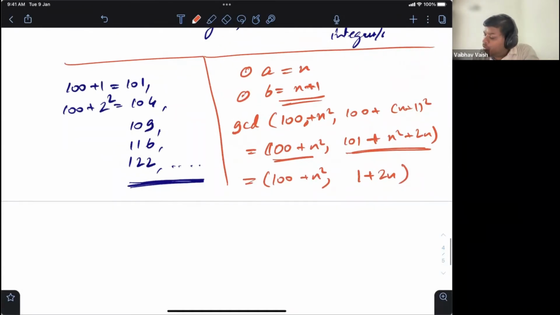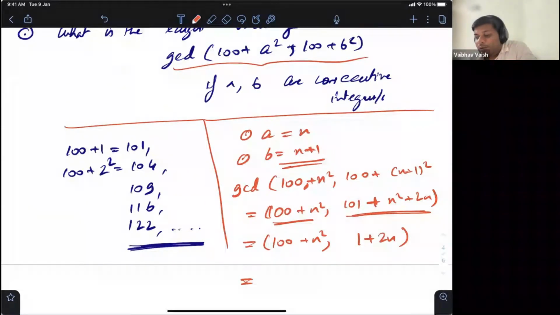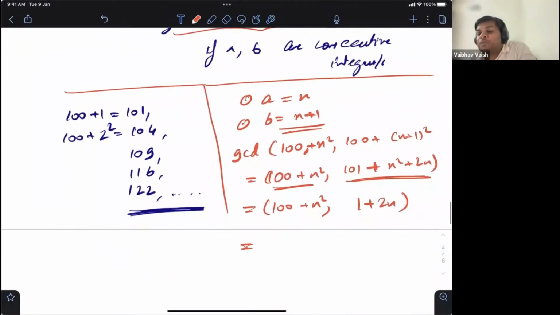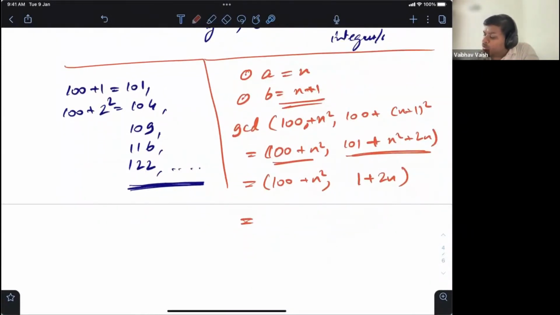So you get 1 plus 2n. And then what you can do is this GCD. Remember, both n and n plus 1 cannot be simultaneously even. So both 100 plus a square and 100 plus b square cannot be simultaneously divisible by 2. If this is even, then this is odd, and conversely. So I can freely multiply by 2. 2 is not a problem.